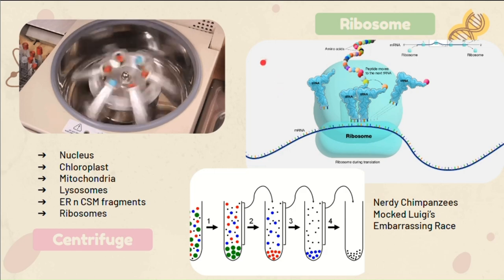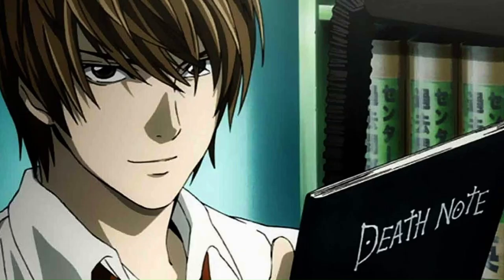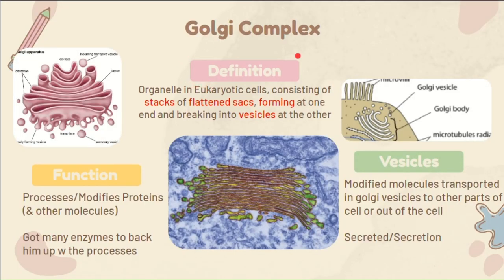Speaking of complexes, this guy's God complex. I'm messing with you. The Golgi complex was what I meant to say. The Golgi complex is the organelle in eukaryotic cells, not consisting of a network, but instead stacks of flattened sacs, forming at one end and breaking into vesicles at the other.